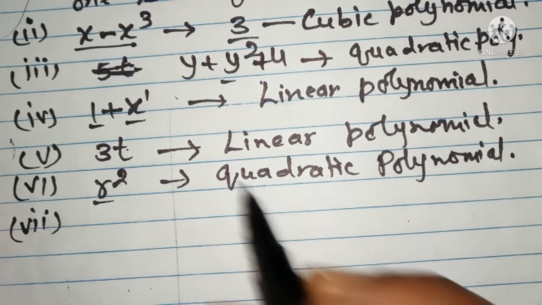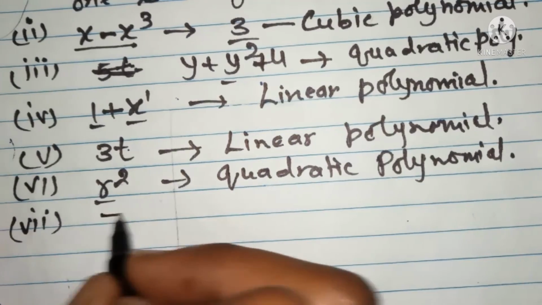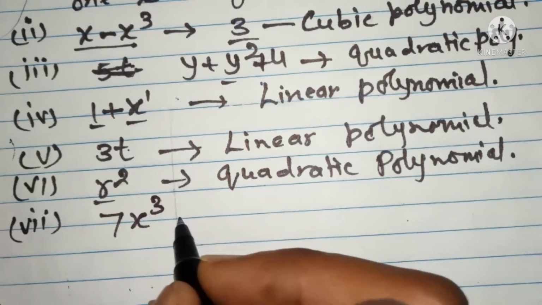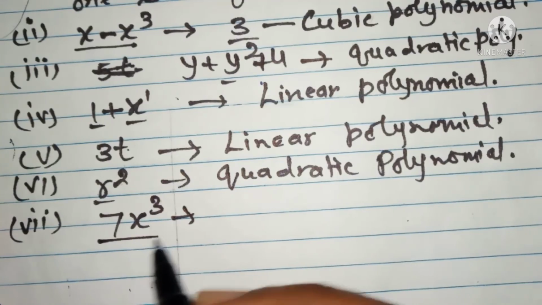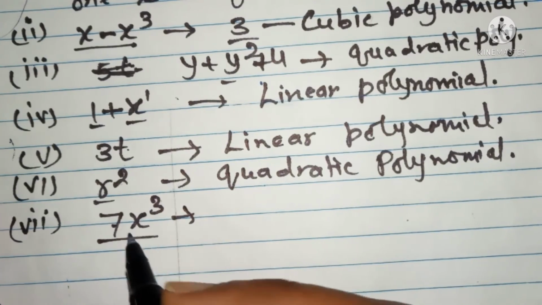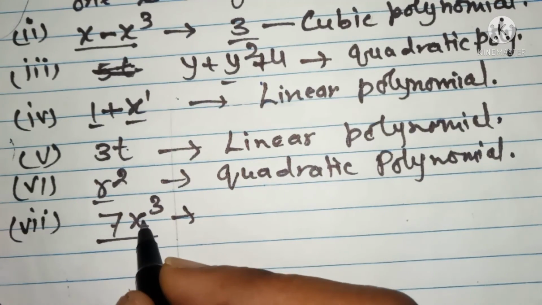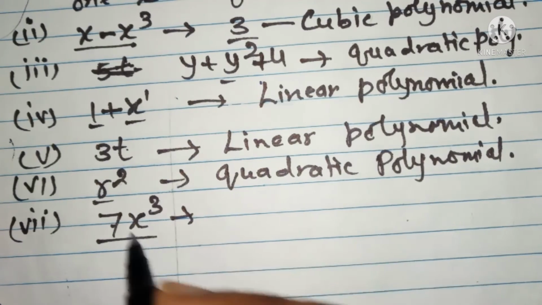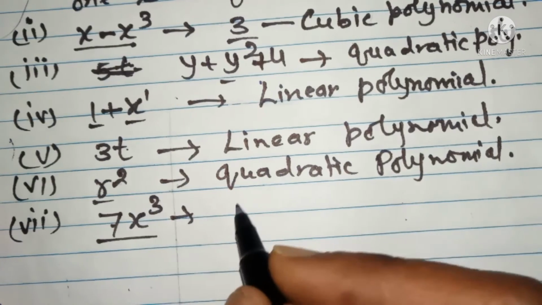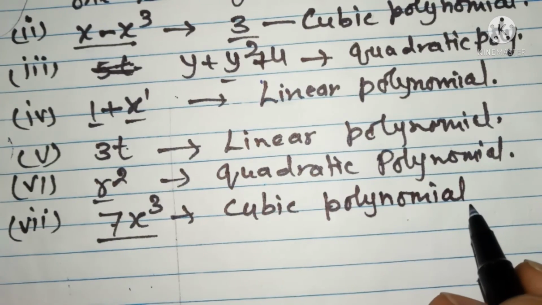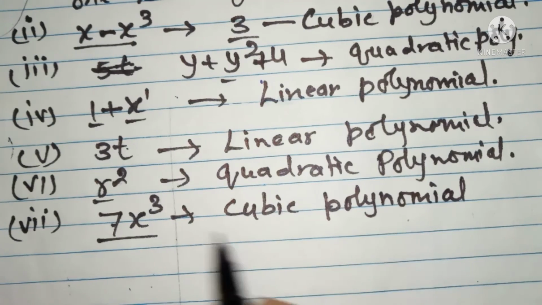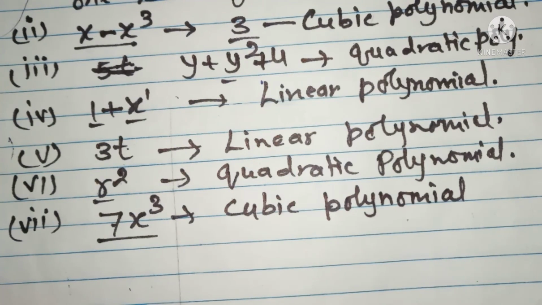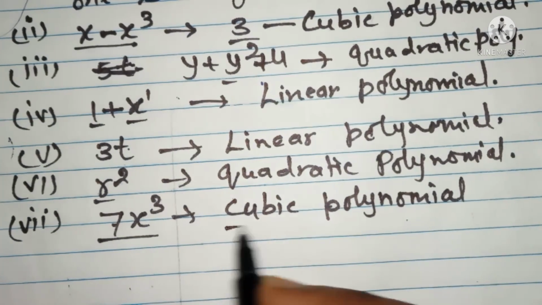In the last and seventh part, we are given 7x to the power 3. Here, this polynomial has only one term and x is the variable of this polynomial which has its maximum power as 3. When the variable in any term of a polynomial has its maximum power as 3, we call the polynomial a cubic polynomial.